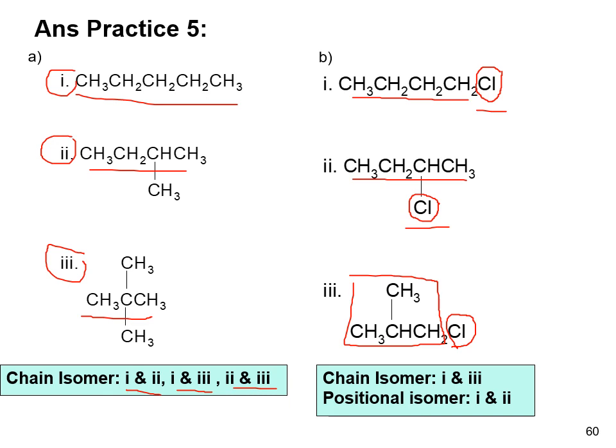Okay, is there any answer? Please try and think. Okay, if you want to check for chain isomer, make sure the position of the substituent or functional group is the same. Okay, and then for positional isomer, you must make sure the chain is still the same, but the position of the functional group is different. So for example, this is C1, this one is C2.